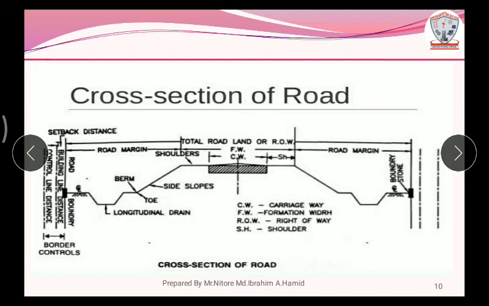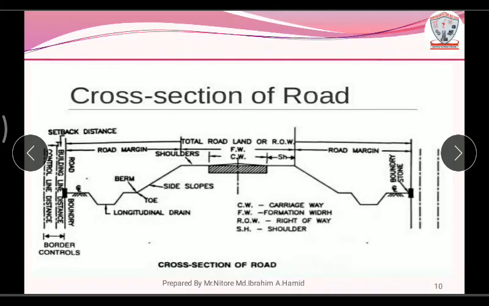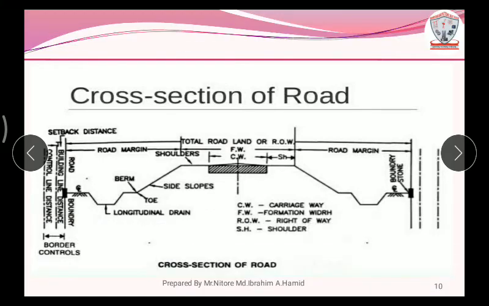This is the formation width, up to this. The formation width is the top width of the highway embankment or the bottom width of the highway cutting excluding the side drains, also called roadway width. Formation width is equal to width of carriageway plus width of shoulder.